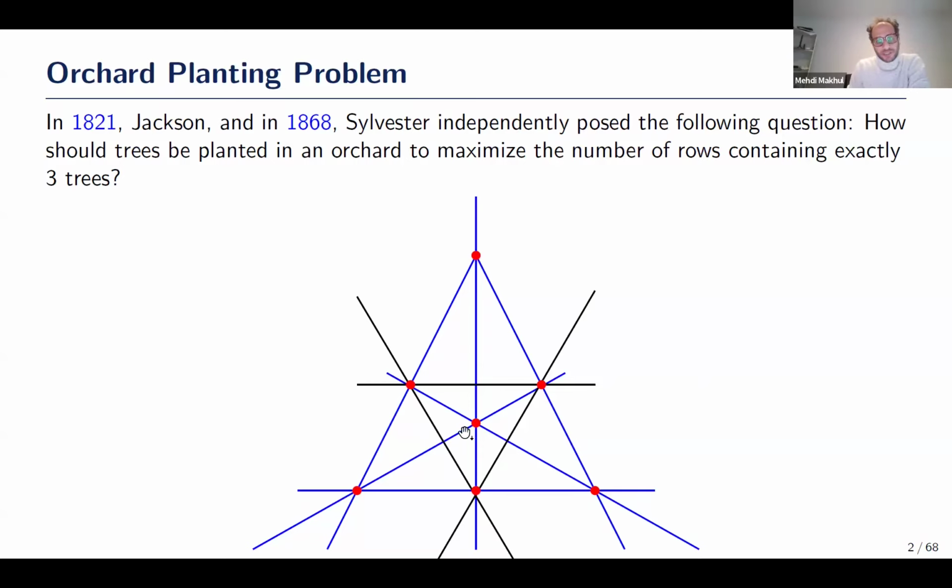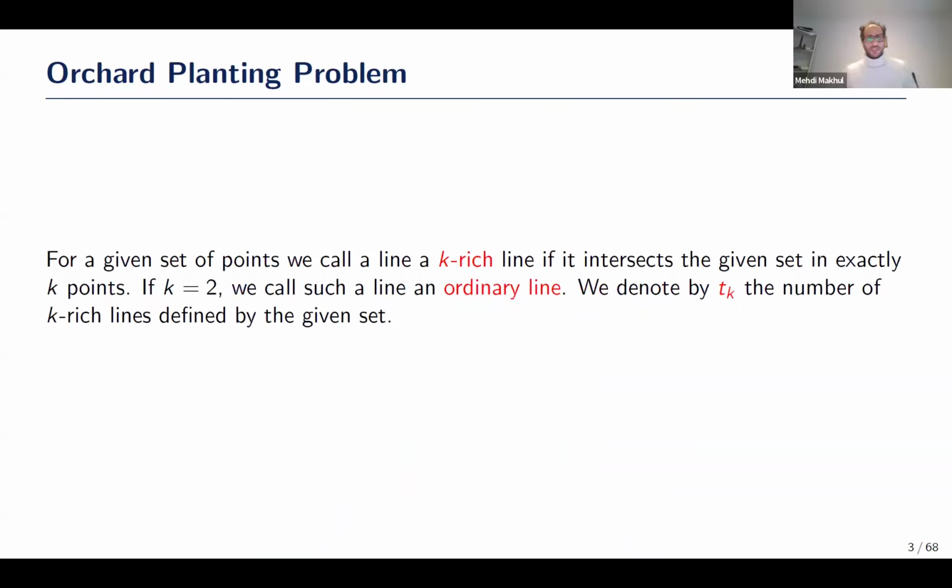Any blue line here contains 3 points. We call this line a tree-rich line. And black lines contain exactly 2 points of the given set. So to be more precise, I will give a definition. By a k-rich line, I mean a line which intersects a given set in exactly k points. And if k is 2, it's called an ordinary line. We denote by t_k the number of k-rich lines that a set of points can define. Usually, we are working with finite sets. I have to mention this in the beginning.